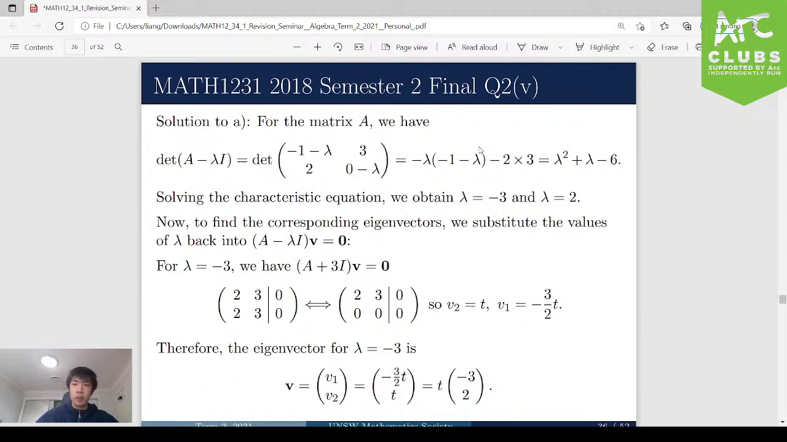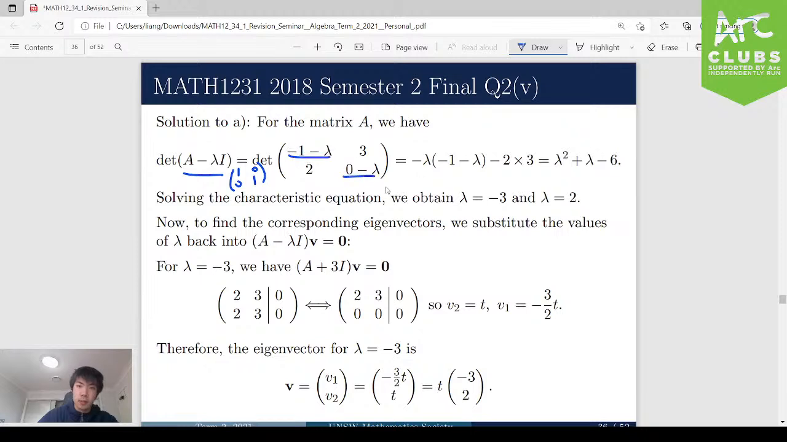So first things first, we're going to look at the determinant of A minus lambda I. Okay, so -1 minus lambda, 0 minus lambda, those are the only two things that change, because remember, I here is just your 2 by 2 identity matrix. Determinant, so you take this times this minus this times this to give you this. Simplify it, you get lambda squared plus lambda minus 6. You factorize it, and you end up with that, which then basically gives you your two eigenvalues, -3 and 2.